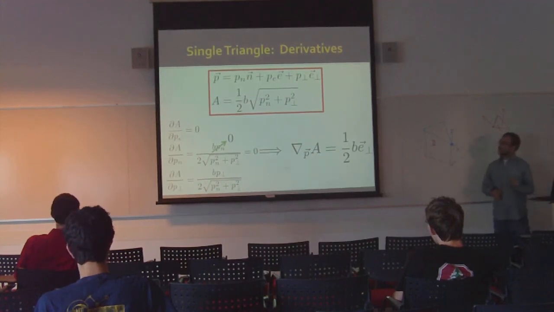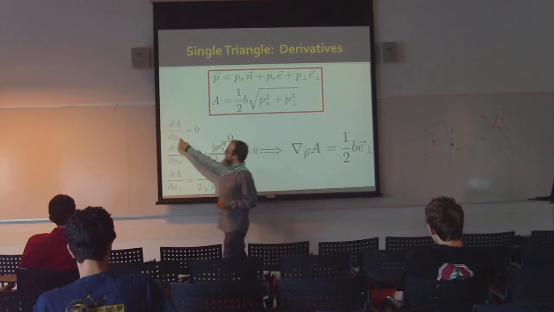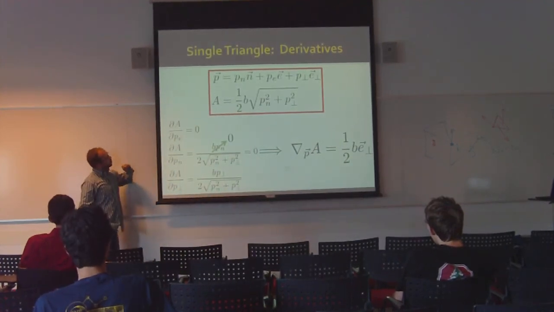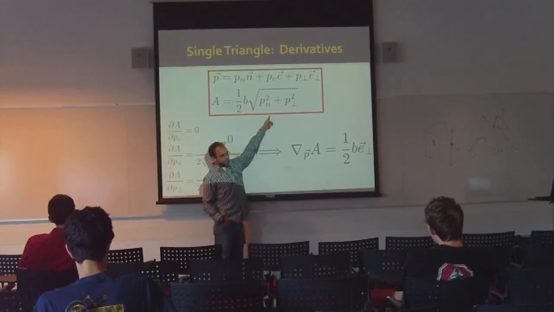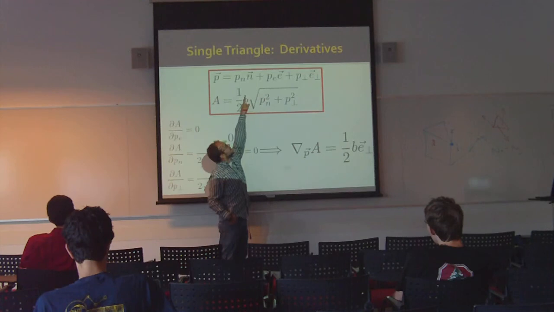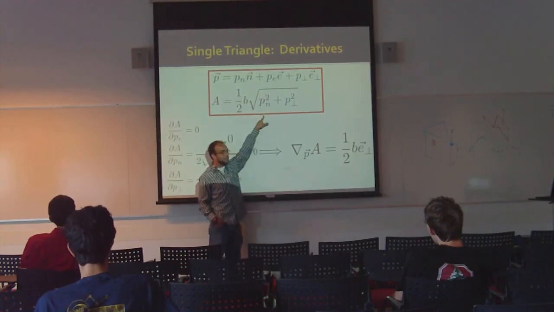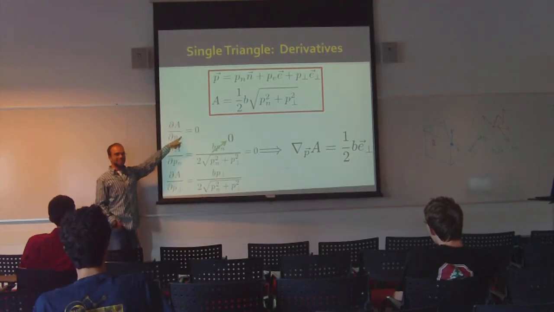So let's differentiate this thing. Remember we've got to take the derivative in three different directions here. This is our formula for area. So let's take the easiest derivative first, which is the derivative in the E direction. Notice P sub E does not appear in this formula. So I think we can all agree that this derivative is 0.